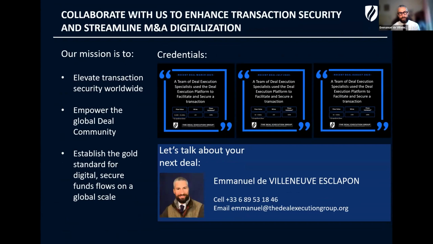On the first one, we helped secure in excess of 1 billion euros of bank wires. And for the 2 other ones, it was smaller transactions below 500 million worth of wires. So our ambition is really to help you and help any investors or any company that is transacting to get to a true level of security and make it much easier for all people involved in the deal community.